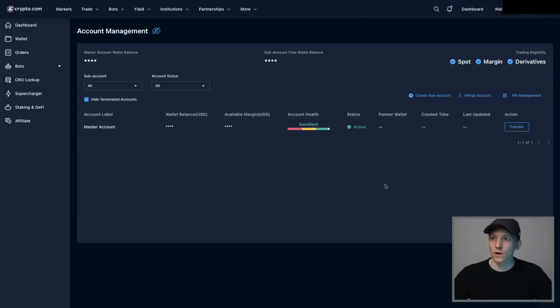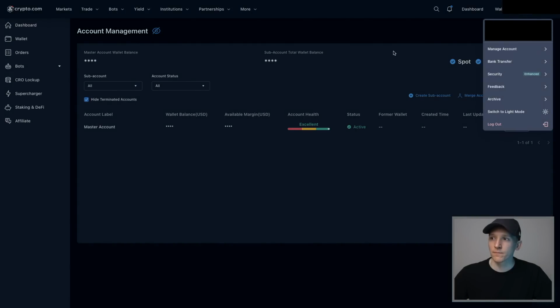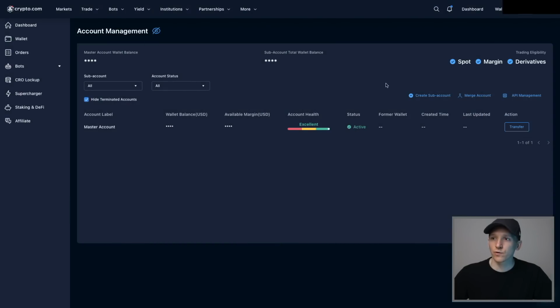So what we can do is go to account management. So go to the top right hand corner, then click manage account here. It's going to take you through to this. You can create sub accounts right here. You can create as many as you want. That means that you can segregate different strategies, right? So you can put an amount of collateral in one account for one strategy, and then the other account, you can put separate collateral in there.